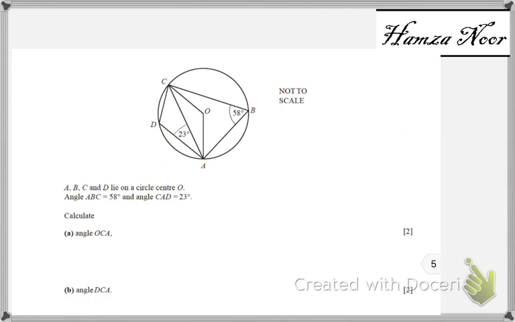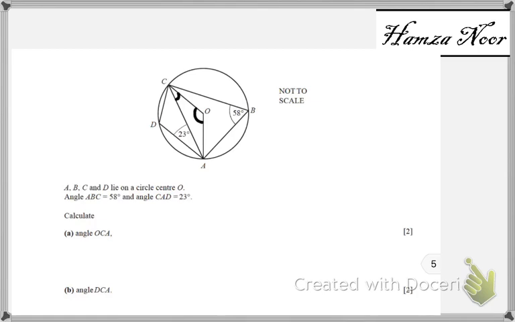Alright, so here we have another question. The question says that A, B, C, and D lie on a circle center O. Angle ABC is equal to 58 degrees and angle CAD is equal to 23. Calculate angle OCA. So you need to just calculate this angle.